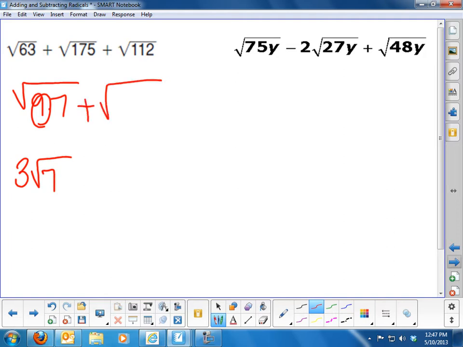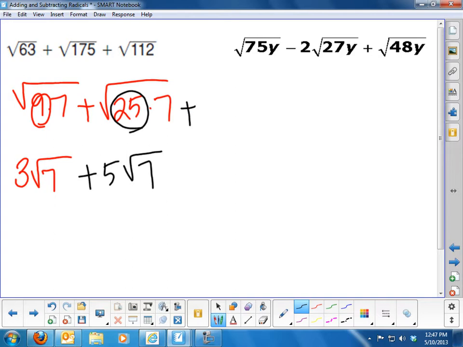175, that is, let's see here, 25 times 7 is going to be the biggest perfect square that is a factor of 175. So when I simplify that, the square root of 25 gives me 5 square roots of 7. And lastly, the square root of 112.